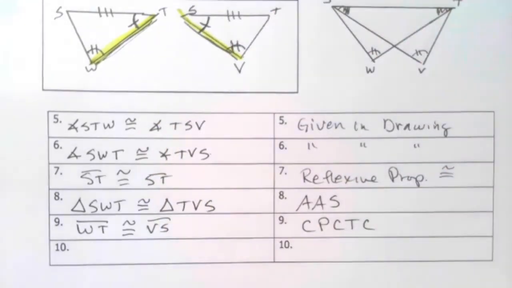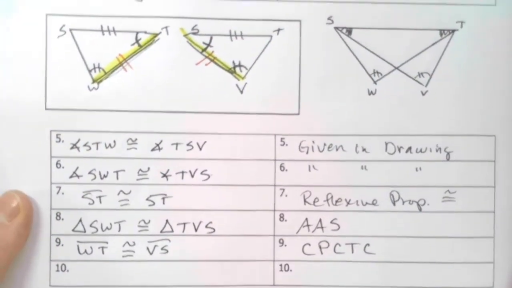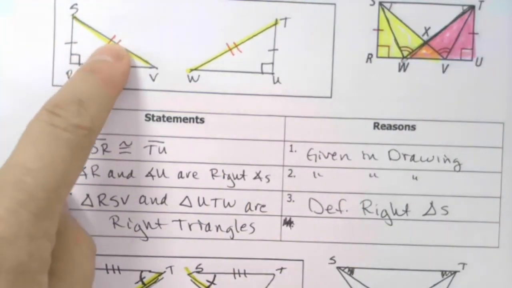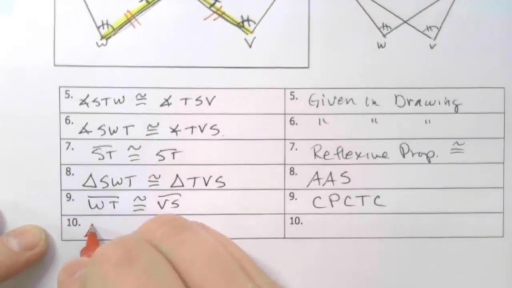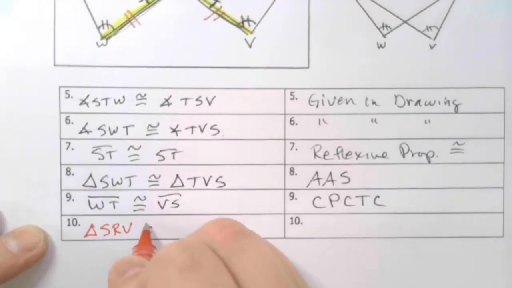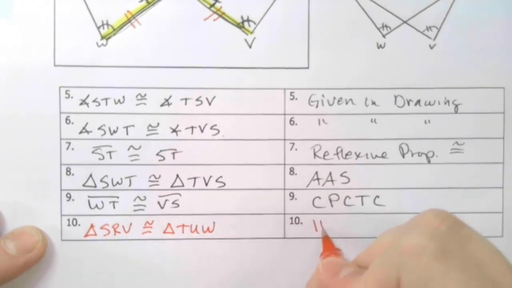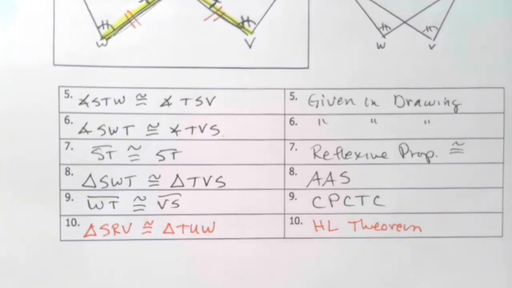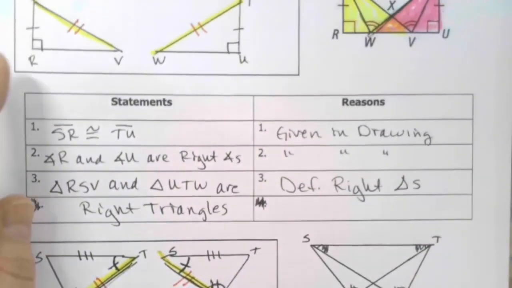So now that I have these congruent, I can go back up to my other drawing. I have these two congruent. Now I have hypotenuse and a leg. So now I can say what I'm trying to prove, triangle SRV is congruent to triangle TUW because of hypotenuse leg theorem.